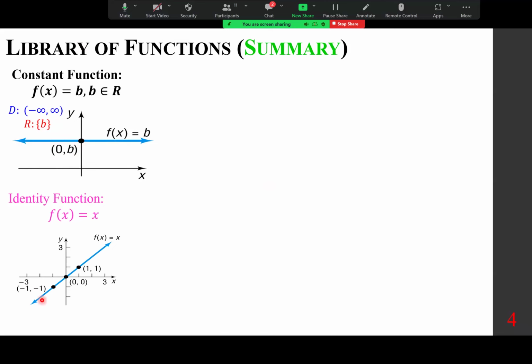y, or f of x, equals x is a line that goes through the origin. Domain and range are both all real numbers, from negative to positive infinity. So it covers the entire x-axis. If you were to lay it down along the y-axis, it covers the entire y-axis.